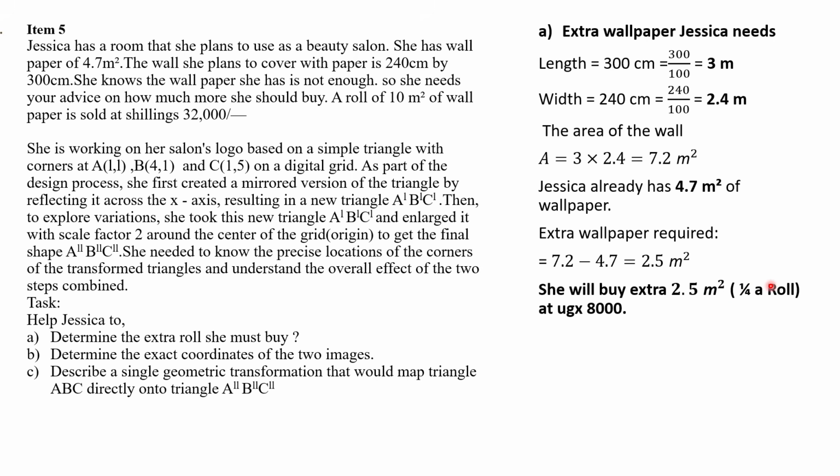That is a quarter of a roll, because a roll has 10 square meters. And remember, each roll is sold at 32,000. And now it means that the whole thing will cost her 8,000. So she will use 8,000 to buy the extra 2.5 square meters of the roll.